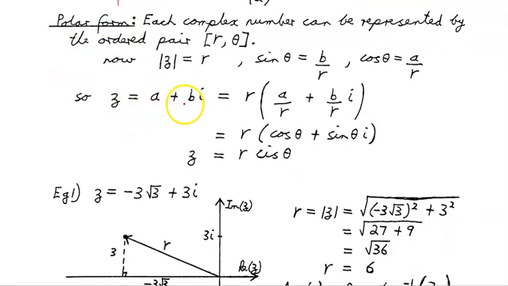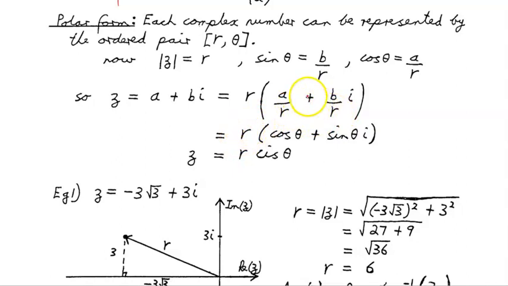Z is a plus bi, sorry, r outside of a on r, b on r, i, or r times cos theta, so cos theta a on r, plus sine theta i, sine theta b on r. If you have a look here, this r out front cancels the r's here and here, and so you've just got a plus bi. Nothing has changed. We're just playing games by putting the r in here.